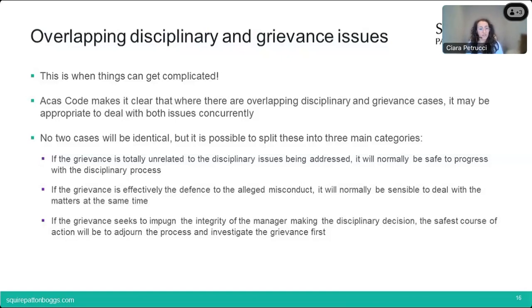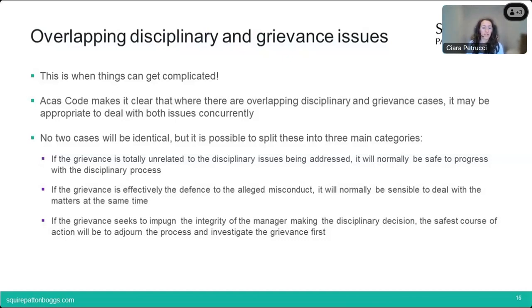The second category is if the grievance is effectively the employee's defence to the misconduct. Again, it's normally sensible to deal with them at the same time. Sometimes someone is invited to a disciplinary and they raise a grievance saying, oh, it's not fair that I was invited to a disciplinary. And actually, that's just something that they need to say in their disciplinary hearing, and then that can be considered. So normally that won't warrant pausing the disciplinary.